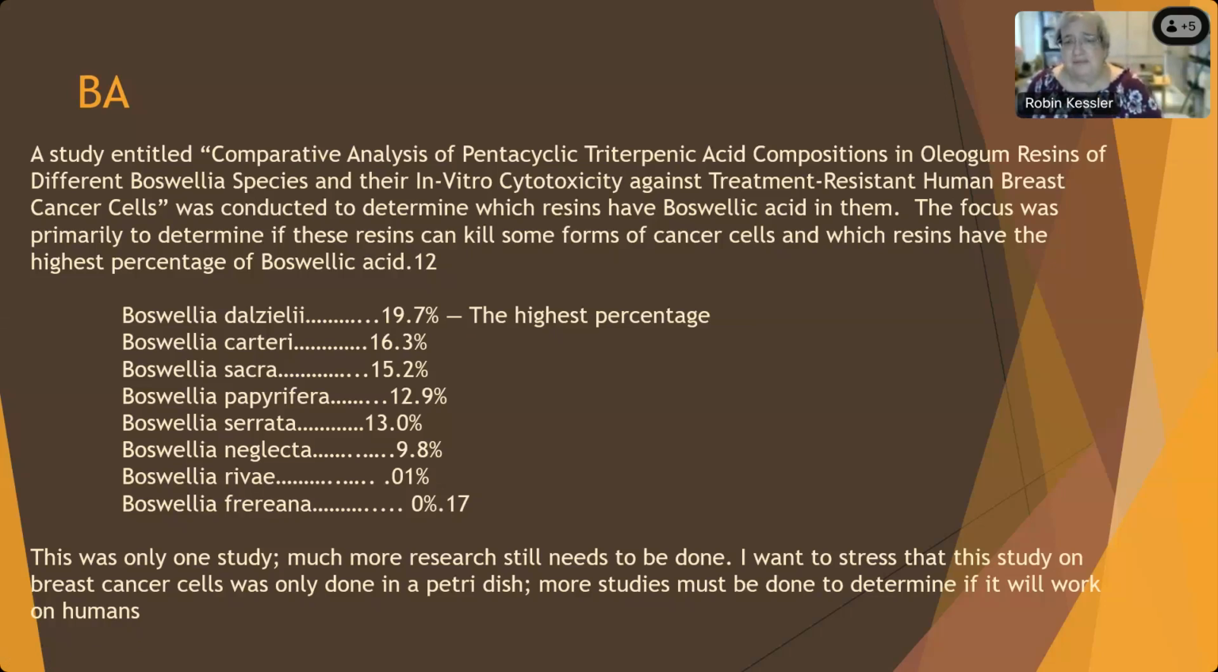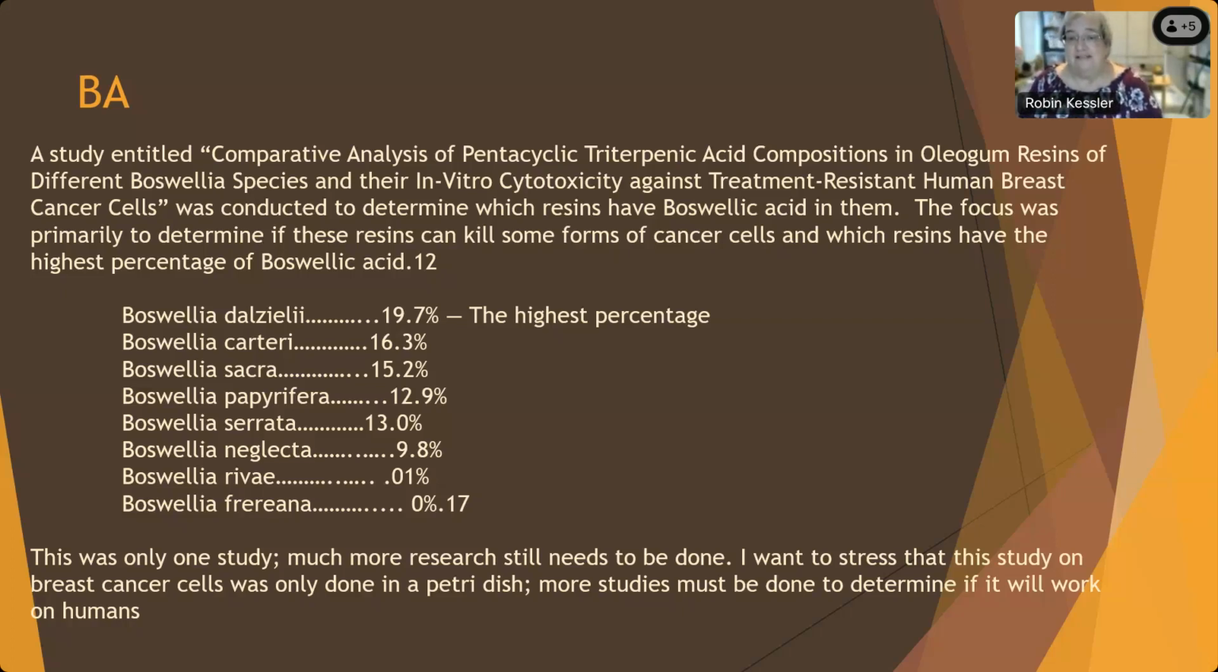Boswellia dalzielii has the highest percentage of boswellic acid in it. The problem with dalzielii is that the resin it produces only comes off the tree maybe once a year, and the yield is very slow. So the resin is very expensive to purchase because they can't get enough out of it. So, of course, they're going to charge more money.